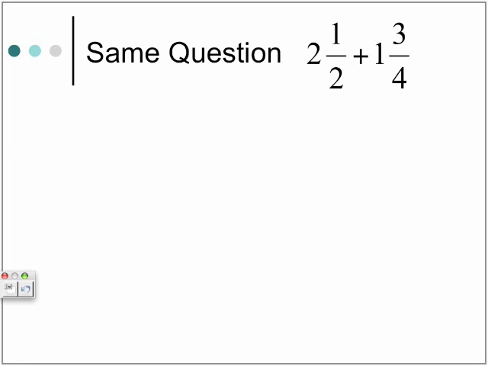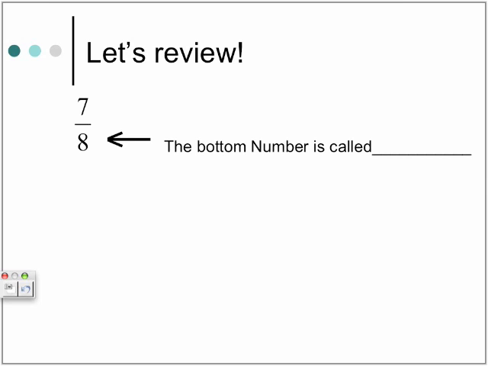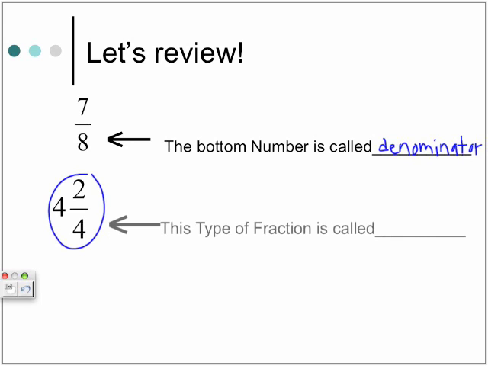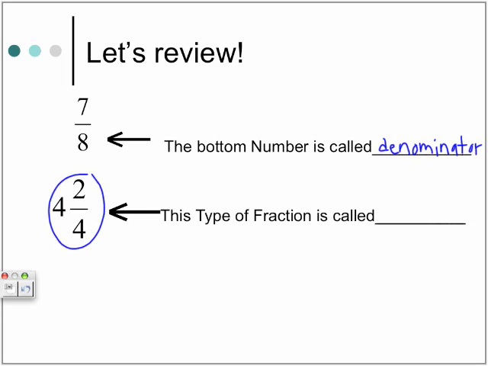Okay. So, yeah, that was just a short lesson on fractions. I hope you learned something today. Oh, wait, I forgot a review. Okay. The bottom number of this would be called the denominator. I hope I spelled it right. I don't know if I did. And this type of fraction would be called a whole number.